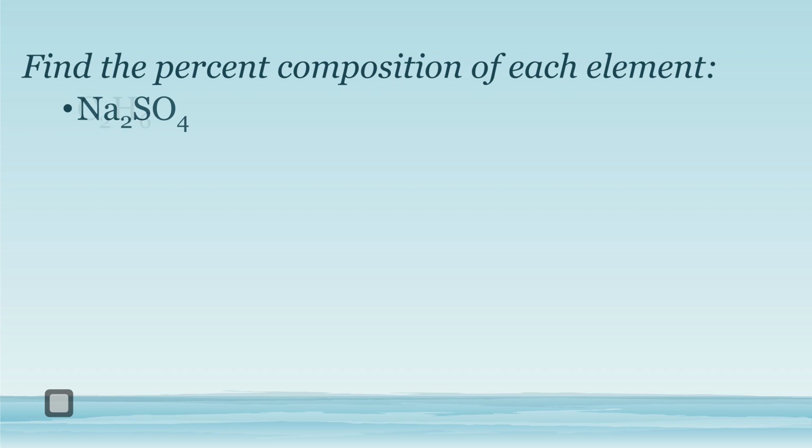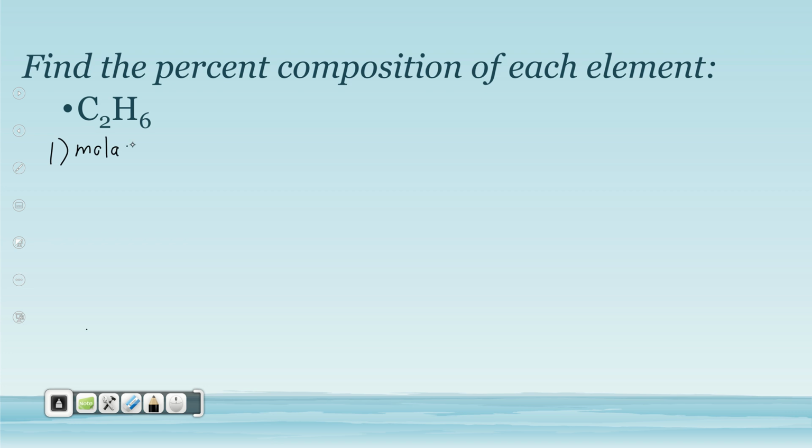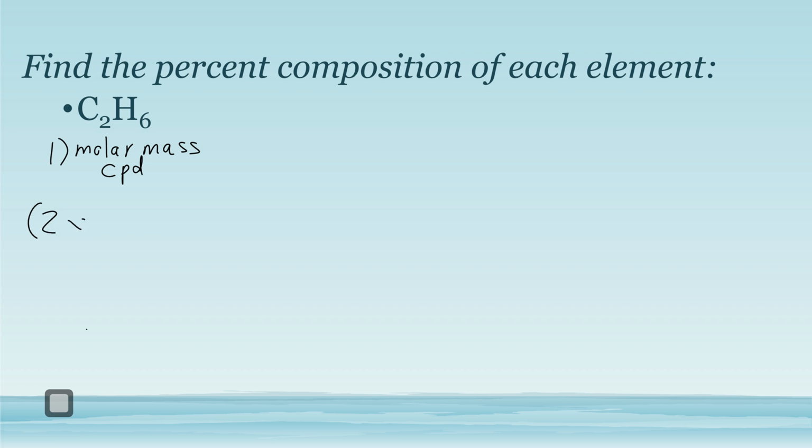How do we do these problems? Basically we have a couple steps here. The way I would work through this is, step 1, find the molar mass of the compound itself. So using a periodic table, we would go carbon, there's 2 of them, times its molar mass, 12.01, plus 6 hydrogens times 1.01, using the periodic table that I use.